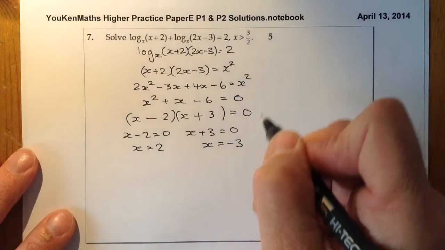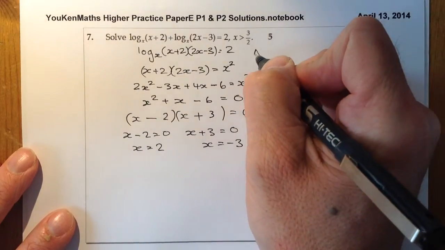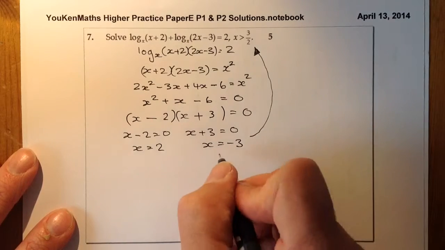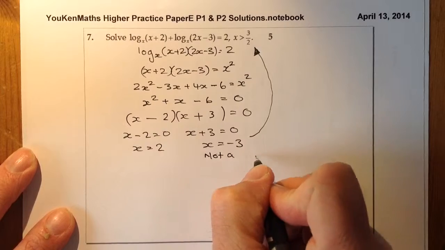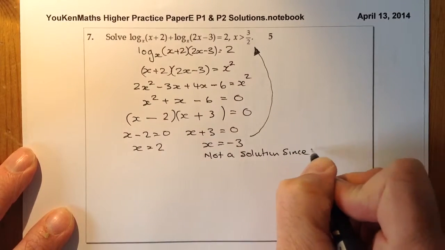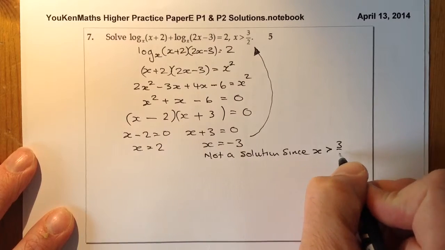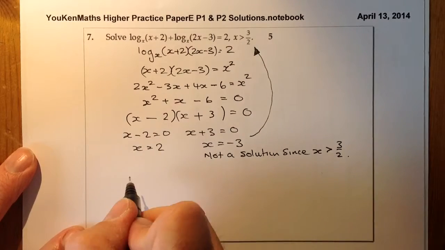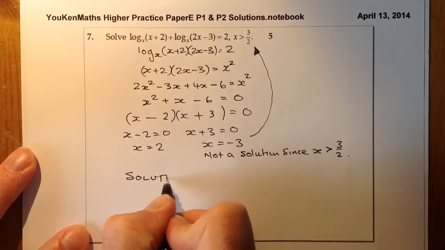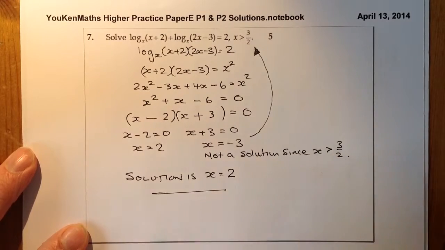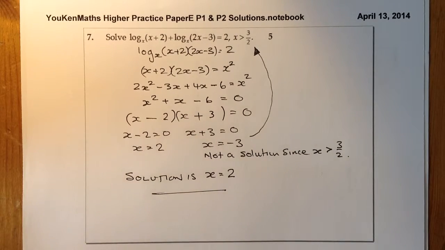Now what I'll do here is look back up at the range that I'm allowed, and that is out with the range, so that is not a solution. Okay, so this one is not a solution, and that's since x must be greater than 3 upon 2. Okay, and from there I'll just state the solution. So the solution is x equals 2, and that's that question complete.